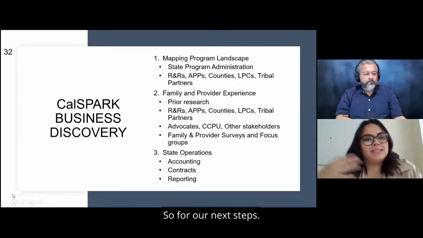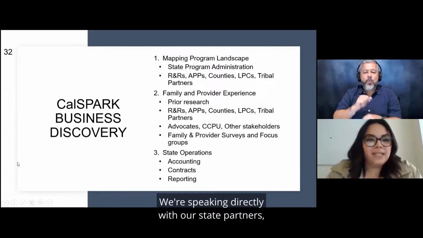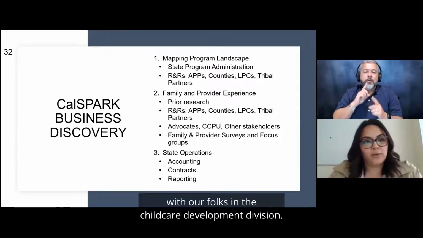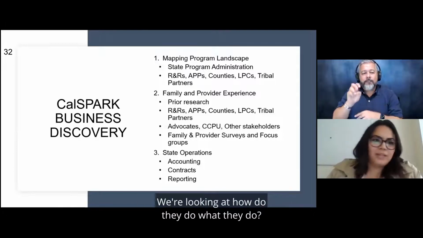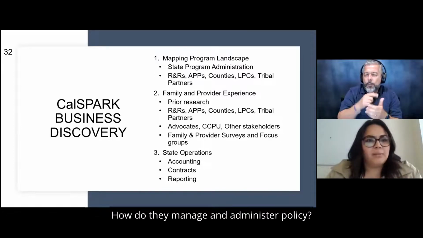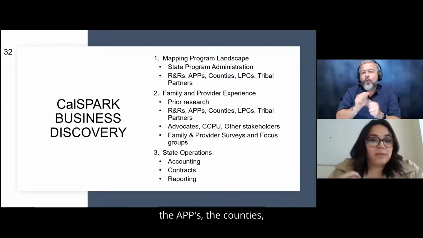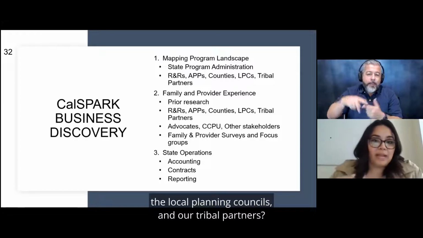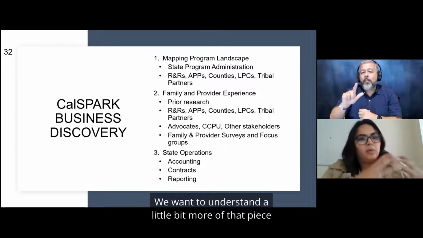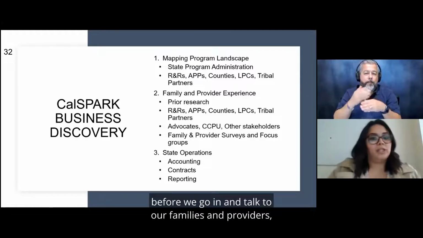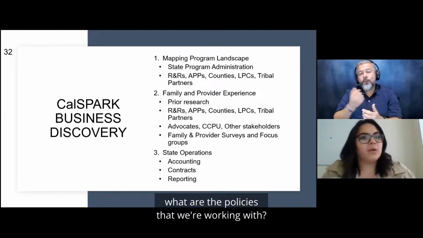So for our next steps, right now we're working on a few things. We're speaking directly with our state partners, with our folks in the Child Care Development Division. We're looking at, well, how do they do what they do? How do they manage and administer policy? How do they work with the R&Rs, the APPs, the counties, the local planning councils, and our tribal partners? And we want to understand a little bit more of that piece before we go in and talk to our families and providers, because we want to understand what are the policies that we're working with.